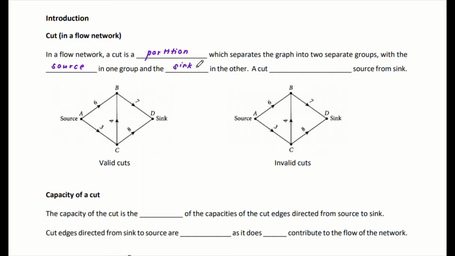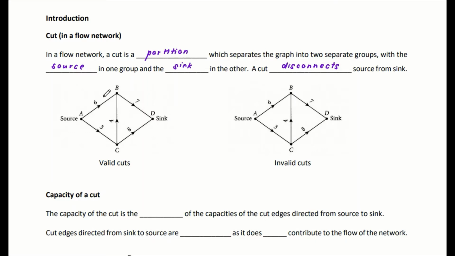The main thing for a cut is that it will disconnect the source from the sink, or you can also say that it disconnects the sink from the source. It's just the same thing. I'm going to show you how a cut looks like and what is meant by a valid cut and an invalid cut. An invalid cut means that it is not valid because you didn't disconnect the source from the sink. So let's look at how a valid cut looks like.